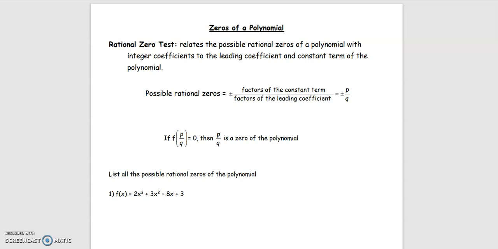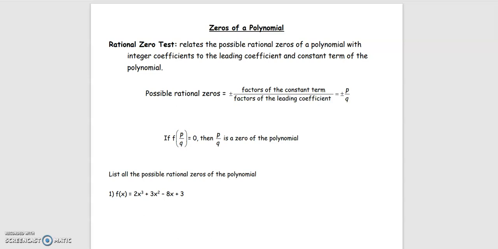In this video, we're going to talk about zeros of polynomials. The rational zero test relates the possible rational zeros of a polynomial with integer coefficients to the leading coefficient and constant term of the polynomial. So what does that all mean?